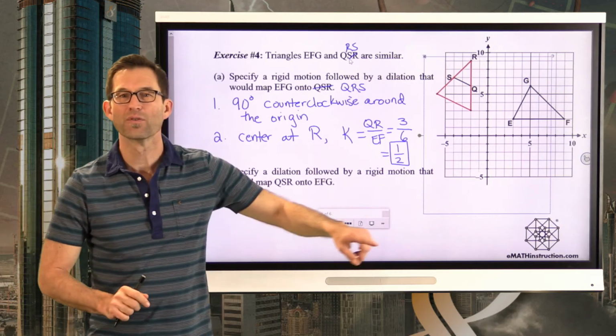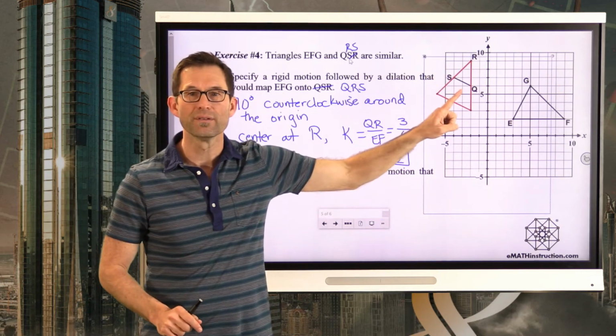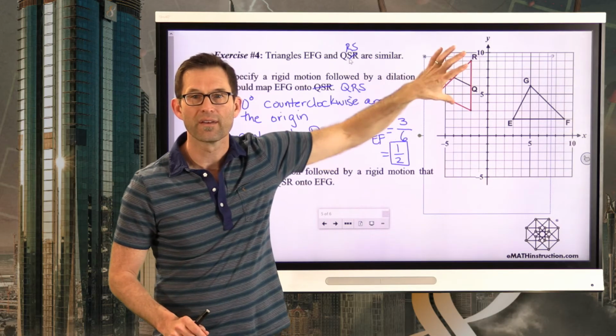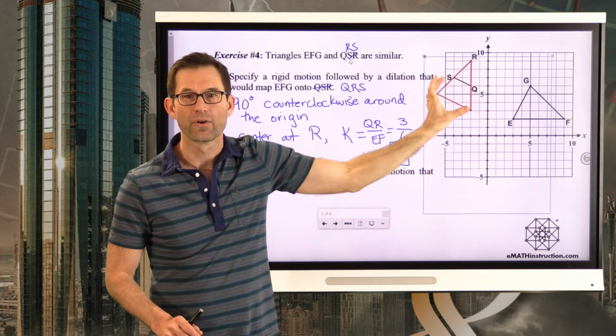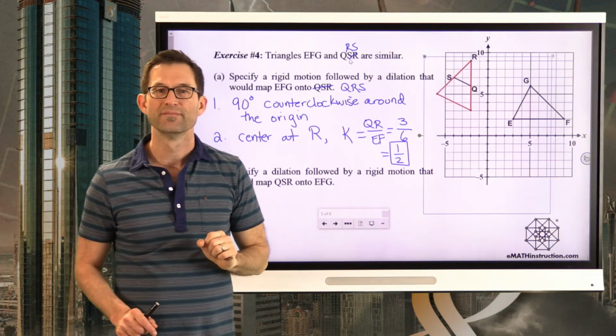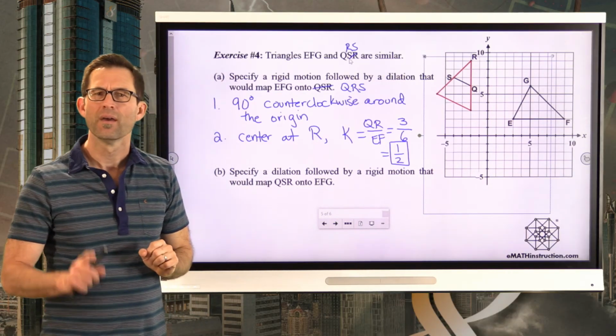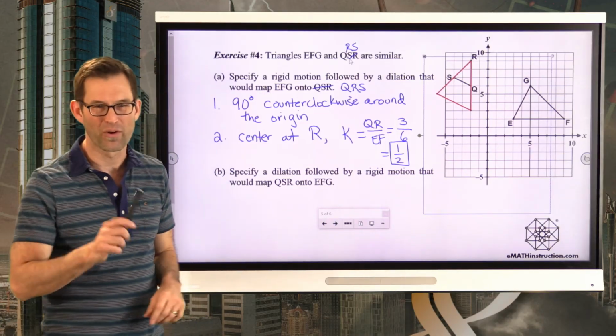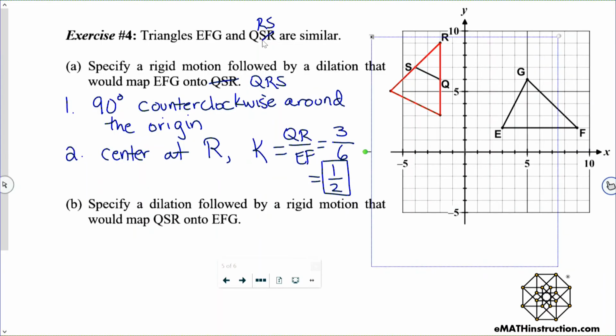All right, so I first rotate by 90 degrees, then I fix point R, and I shrink everything down by a factor of 1/2. That's kind of cool, right? But what happens if I do it in the opposite order? And that's letter B. Let's take a look at letter B.